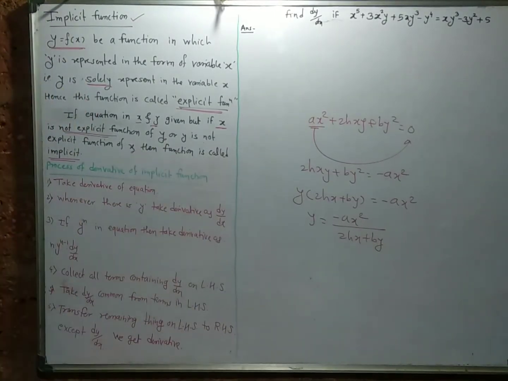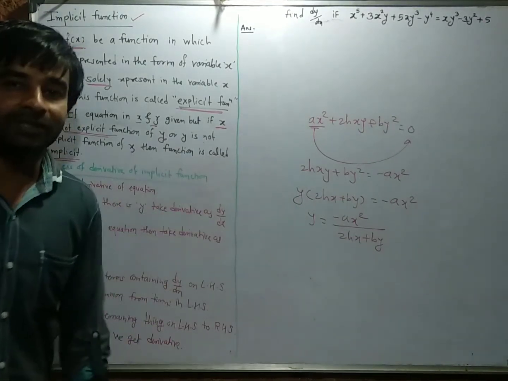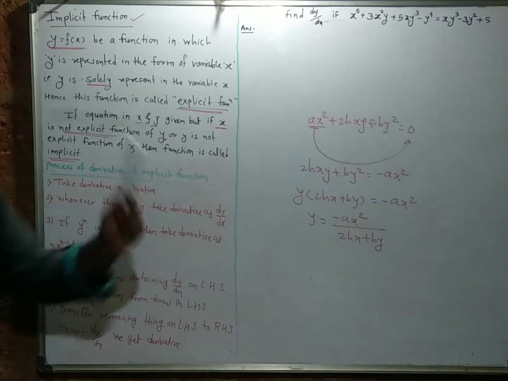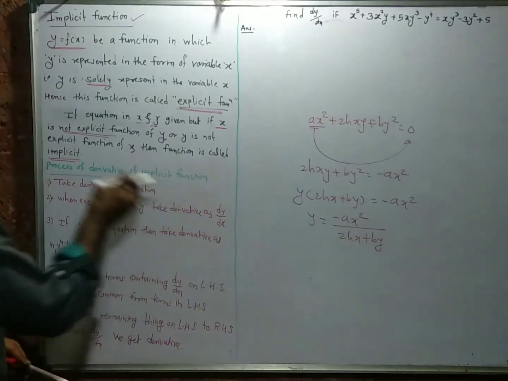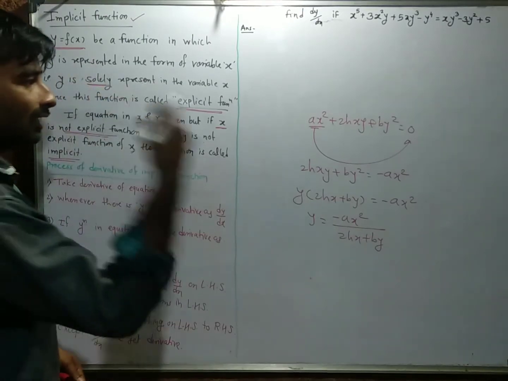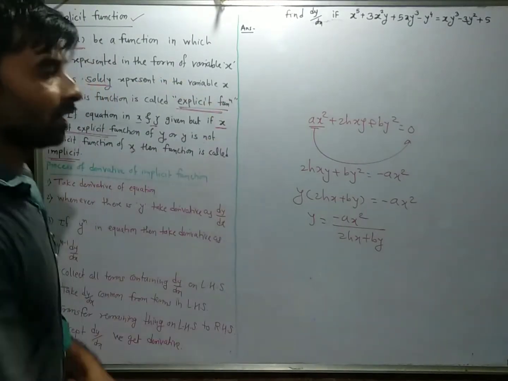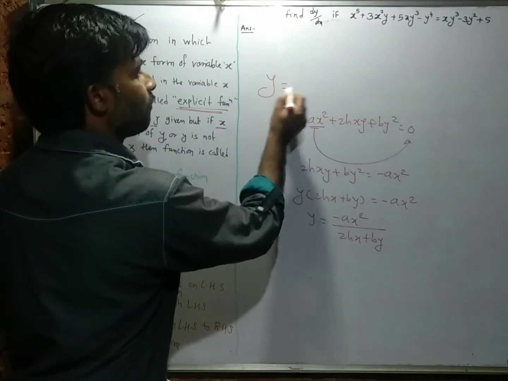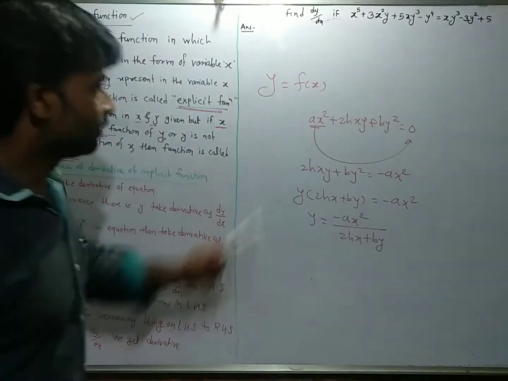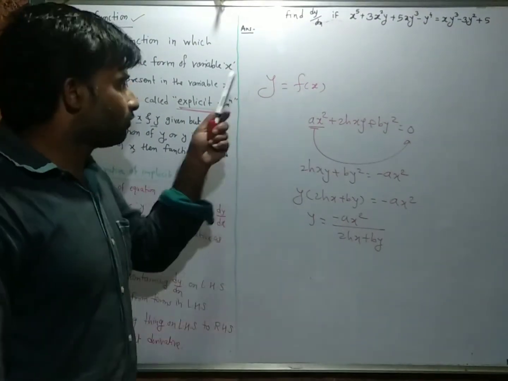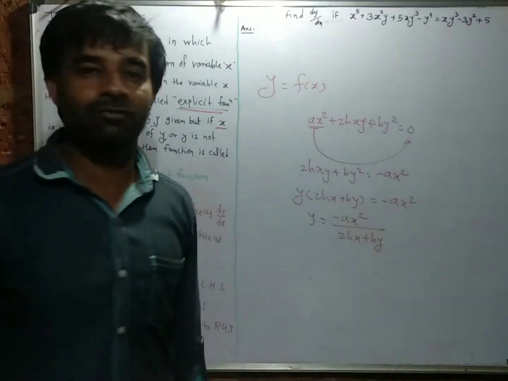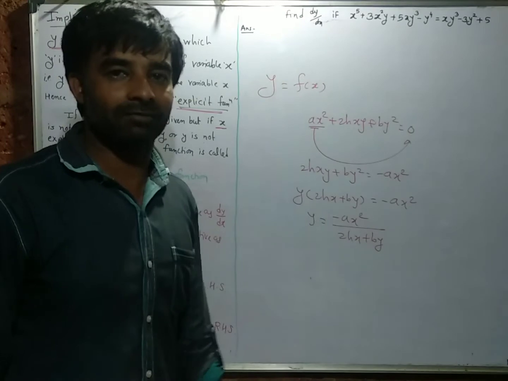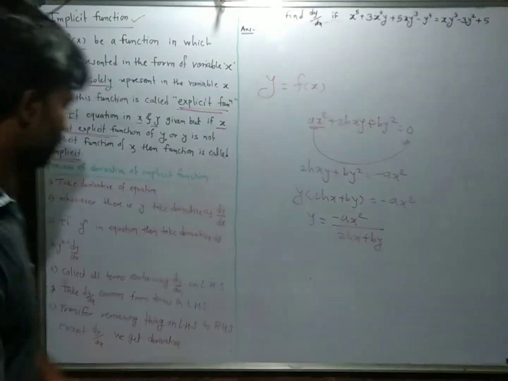For this purpose, we have to carry out a procedure, the procedure of derivative of an implicit function. First of all, we have to take the derivative of the equation as it is, which is done in the explicit function. That means for a function in the form of y is equal to f of x, you take the derivative of y with respect to x. That means dy by dx is equal to f dash x.